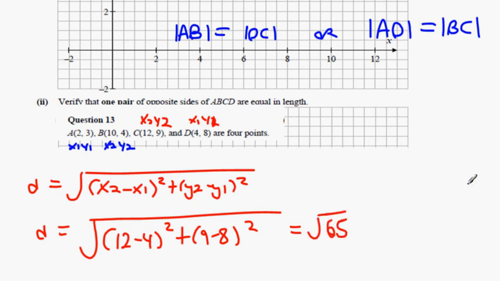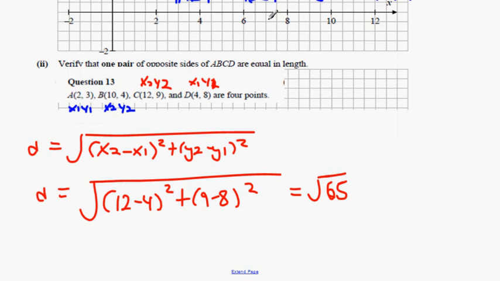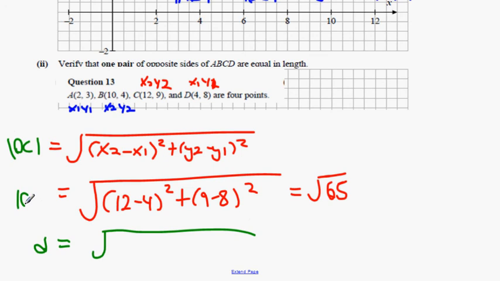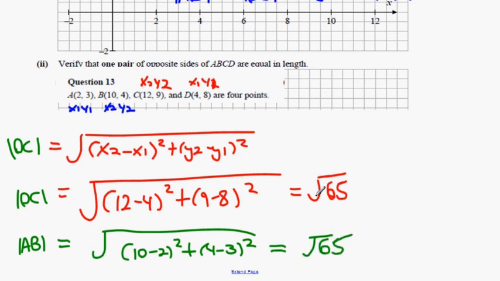And then the other one ends up to be the square root of, and the first one was DC is what I did first. That's DC. Now I'm going to do AB. AB is going to be 10 minus 2 squared plus 4 minus 3 squared. That's also going to be root 65. Hence, they're both the same length.